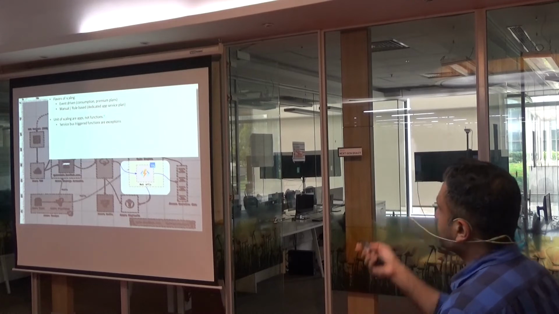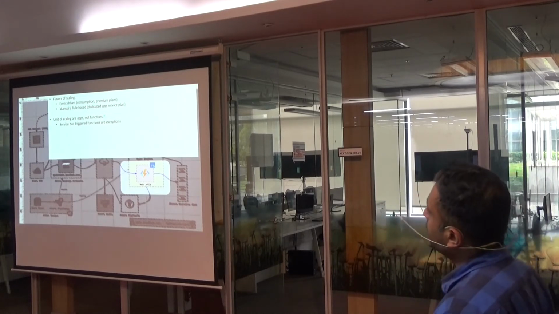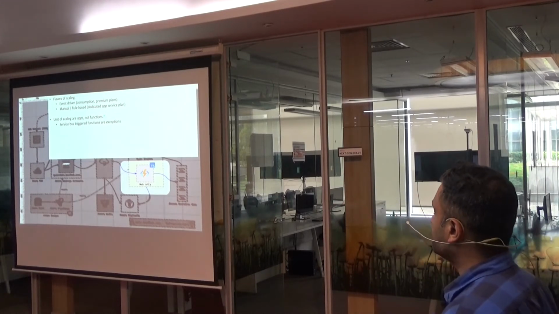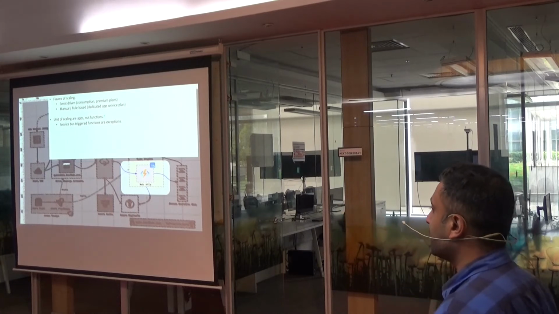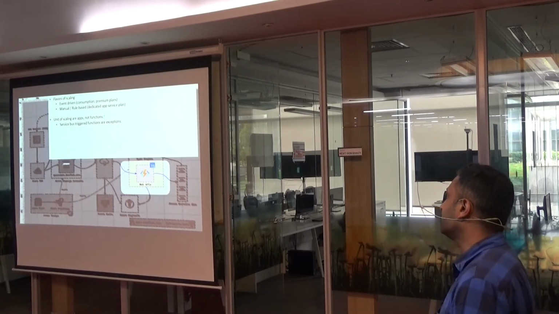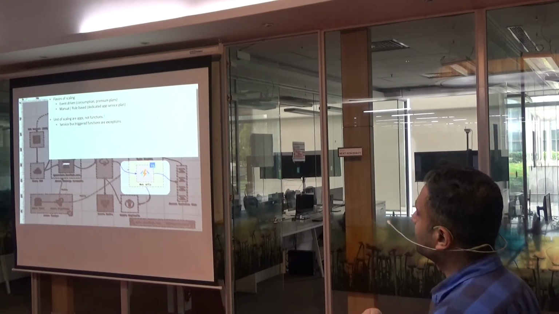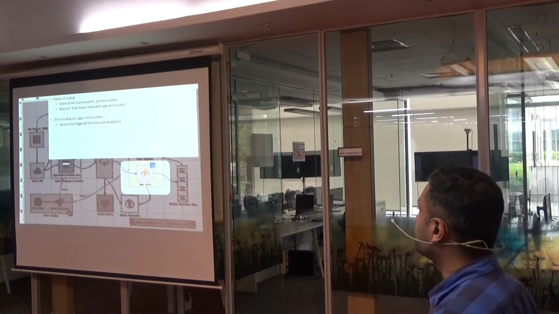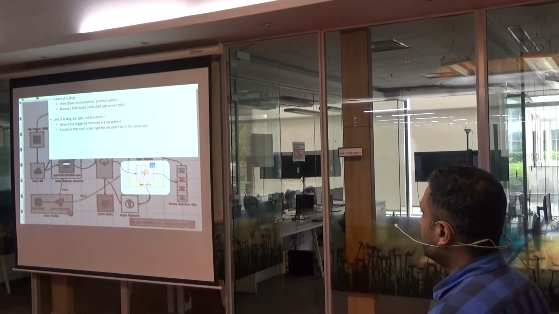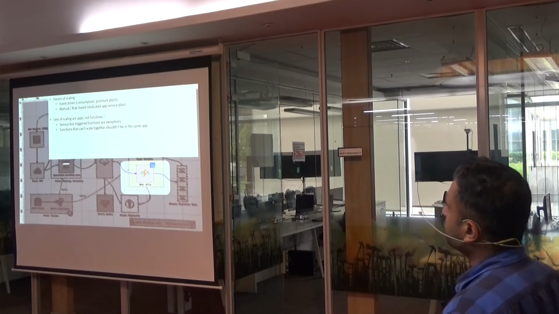So the unit of scaling is apps, not functions. The only caveat is the service bus triggered function. There, if it's a service bus triggered function, then the functions can scale individually; it doesn't need the app to scale. Again, something we discovered the hard way. Functions that can't scale together shouldn't be in the same app.